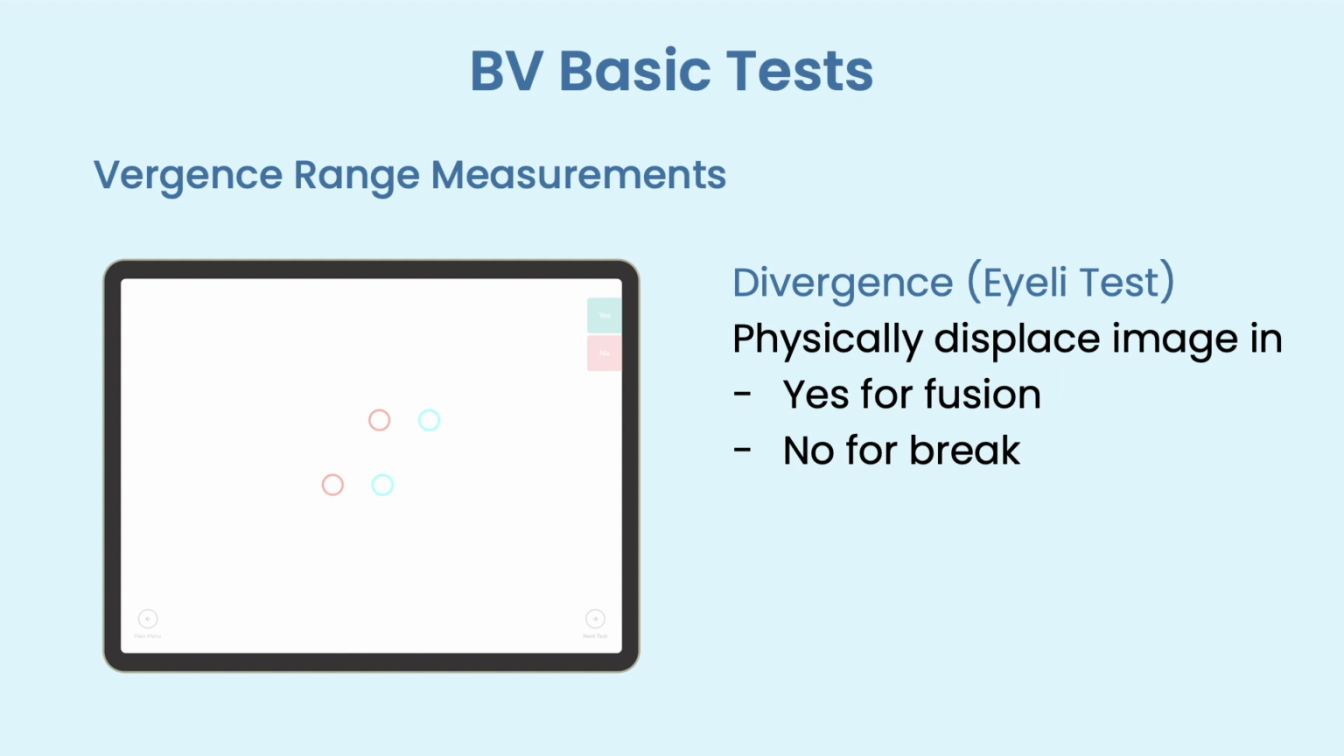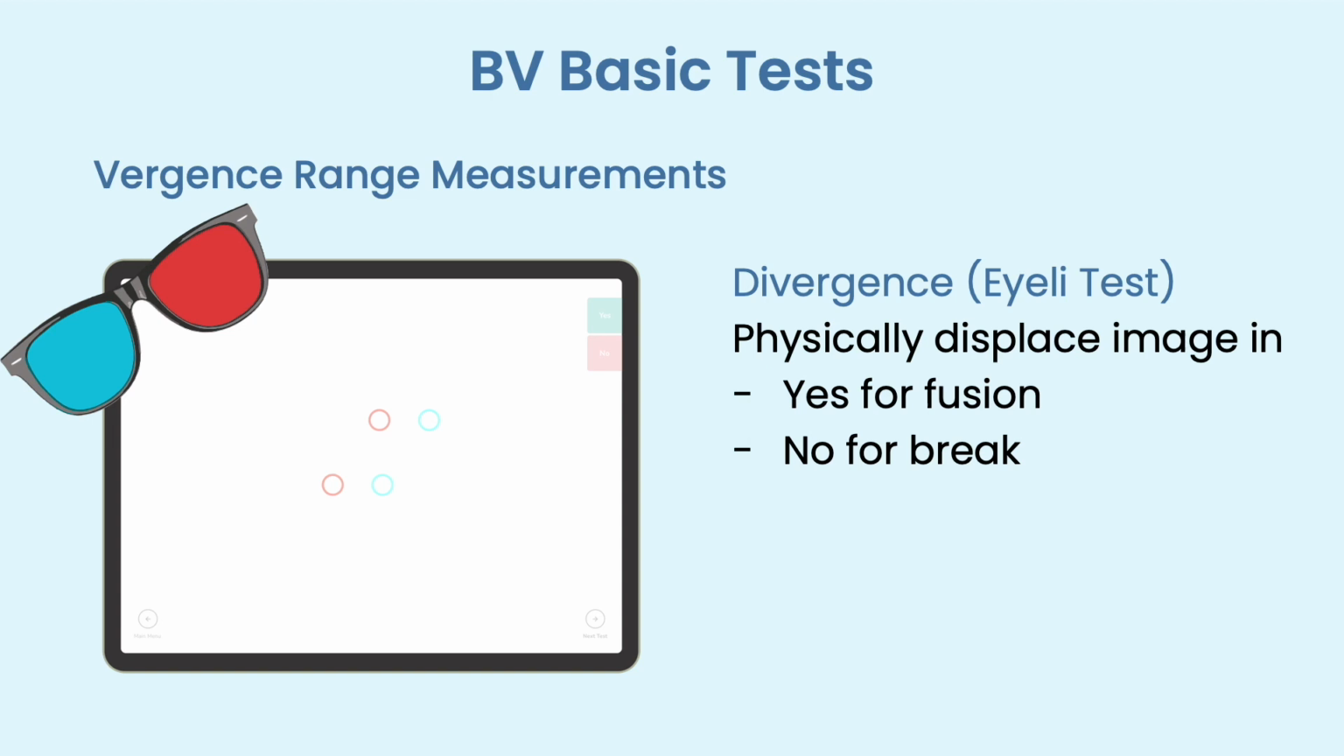We can also measure Vergence range with the Eyeli Vergence tests. For this test, the patient is going to wear the red-green anaglyphs to dissociate the two eyes. But instead of using Prism, we are physically going to displace two identical targets, one set of red and one set of green circles, to force the eyes to diverge or converge in order to fuse these two images.